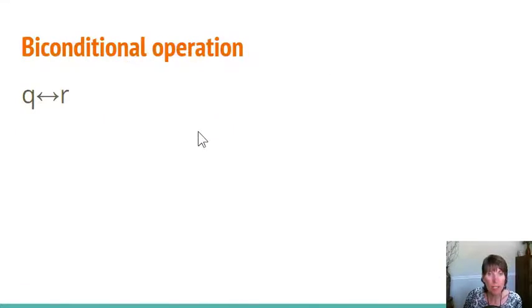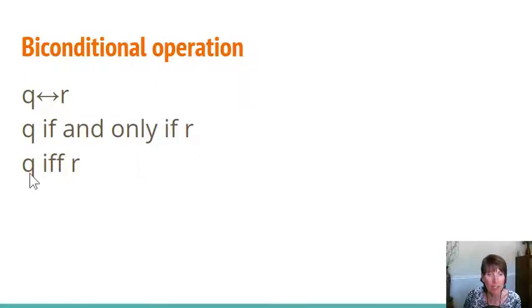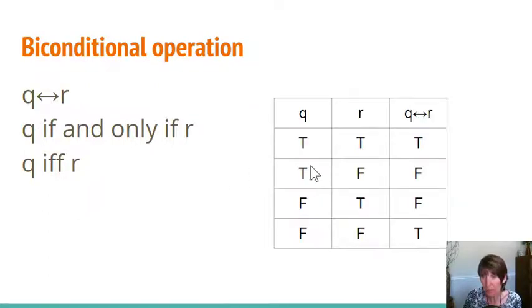Another operation is the biconditional operation. And this one has a double-sided arrow between the variables. And it's spoken Q if and only if R. And can be abbreviated like this, Q iff R. This operation also has a truth table. And so when Q is true and R is true, then the bicondition is true. If Q is true and R is false, then it's false.